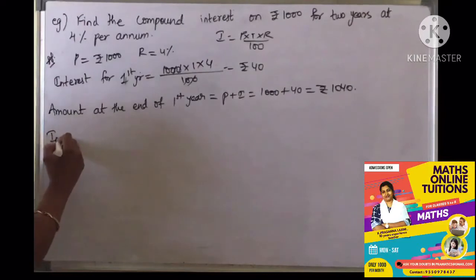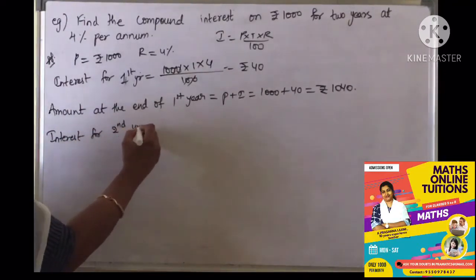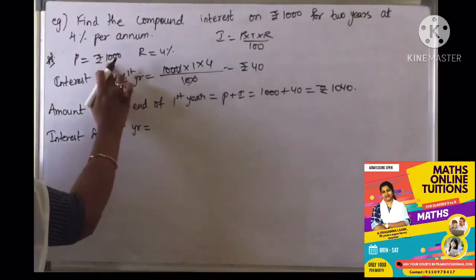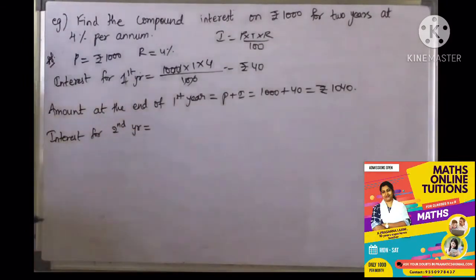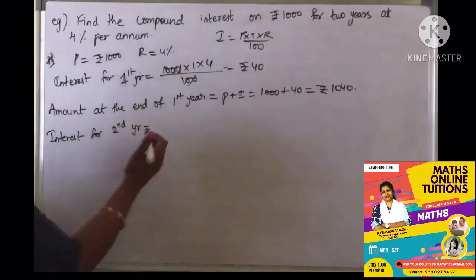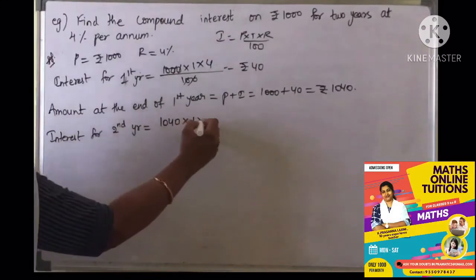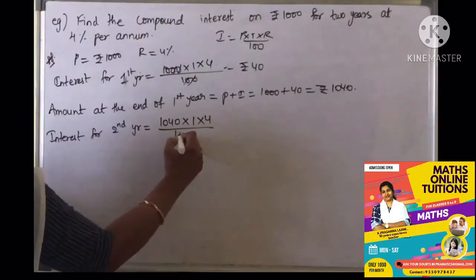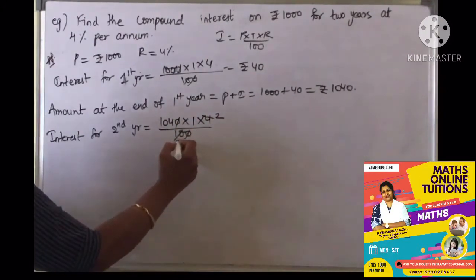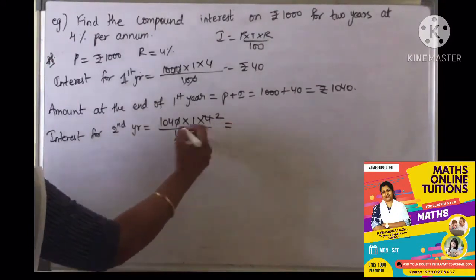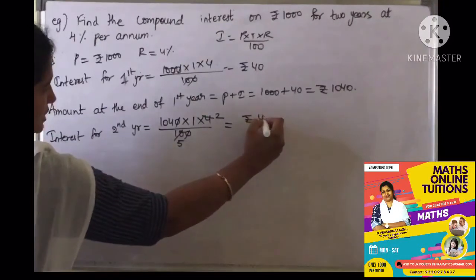Okay children, now we will find the interest for the second year. You should not take 1000 as the principal, children. The new amount we got at the end of the first year is the principal for the second year. That is 1040 into time period 1 year and rate of interest 4 by 100. Here 2 fives are 10, and when we multiply and divide by 5, you will get 41 rupees 60 paise.